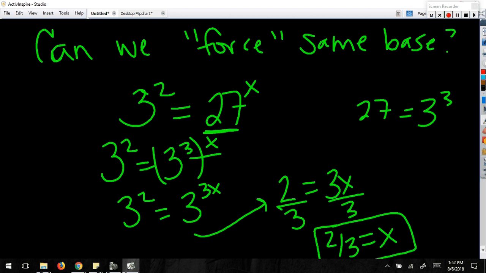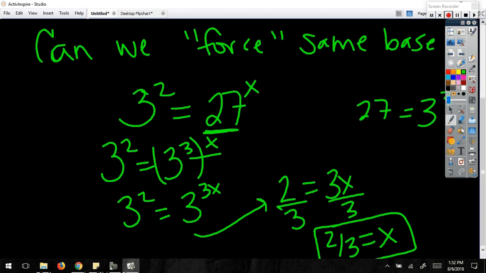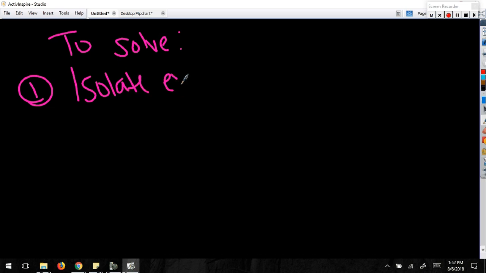Now, some of ours are not going to be quite as easy to solve. So what I want to do is think back to some of my logarithm properties, okay? So I'm going to give you some steps here. Let's say we don't have same bases. To solve, the first thing that I'm going to do is isolate the exponential piece. So let me run you an example beside here so you know what I'm talking about.